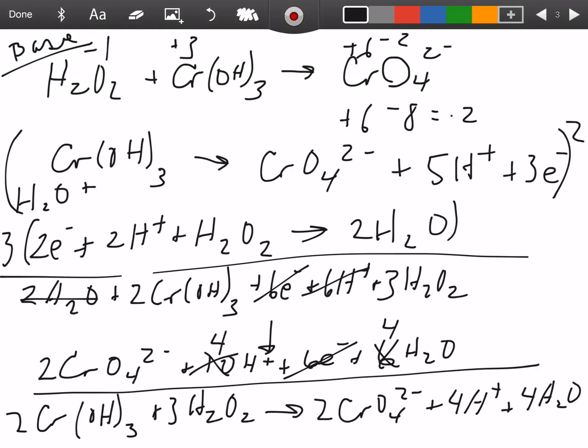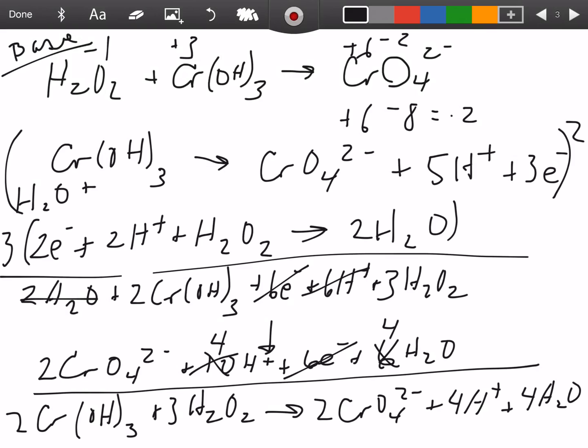Do my charges balance? I've got neutral on the left-hand side, and on the right-hand side I have 2 times the negative 2 is a negative 4, plus 4 times 1 is plus 4, and so negative 4 plus 4 is 0. So it's neutral on the left, neutral on the right. I have a balanced chemical equation. The problem here is that it says plus 4 H plus.